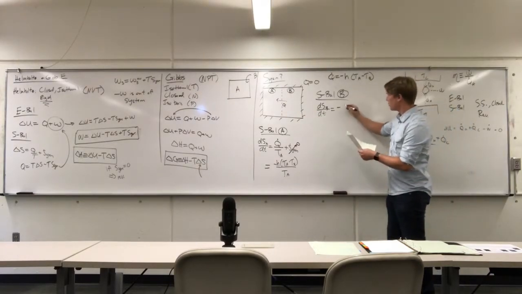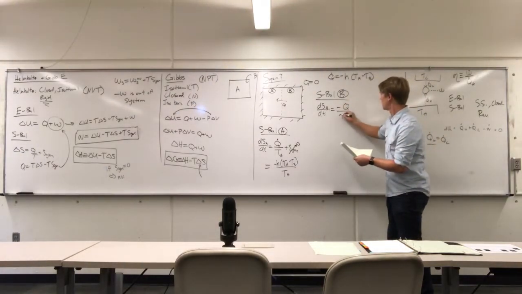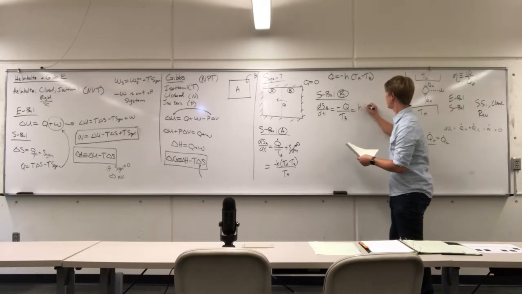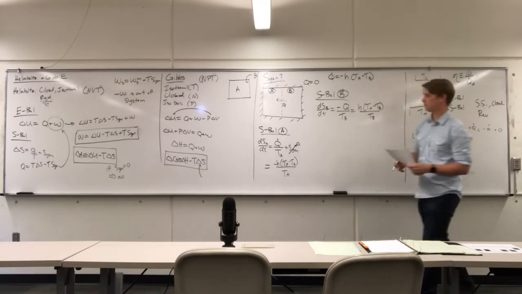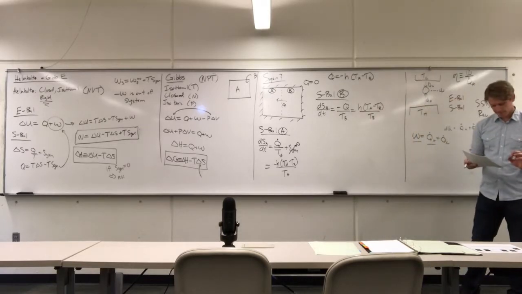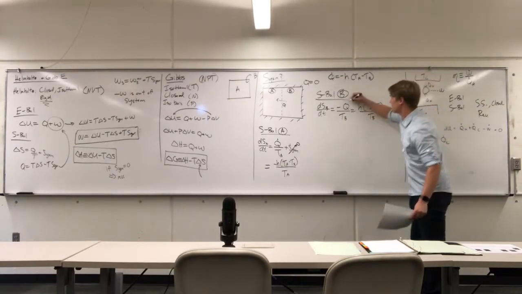So the entropy balance on B is going to be, substitute this in. All right, we're on track. Is it Q dot? Yes, sorry.